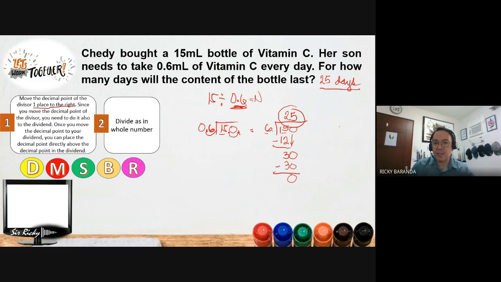To check your answer, pwede mong i-multiply sa 0.6 si 25. So 5 times 6 is 30, then 0 carry 3. 2 times 6 is 12 plus 3 is 15. Since isang decimal place lang siya, dito siya. So 15 din. Same, 15. Tama? So therefore, ang sagot natin ay 25 days. So that's how we divide whole number by decimal number.